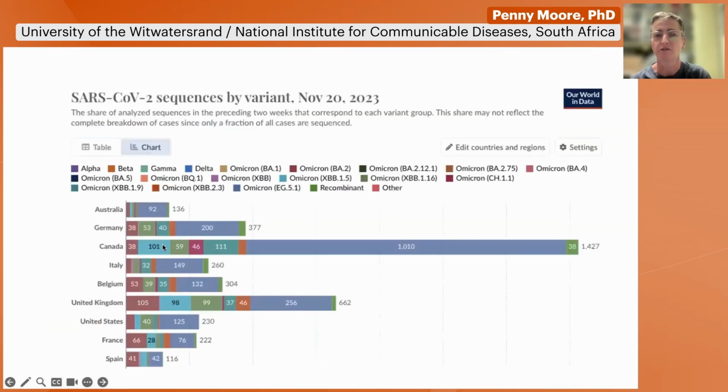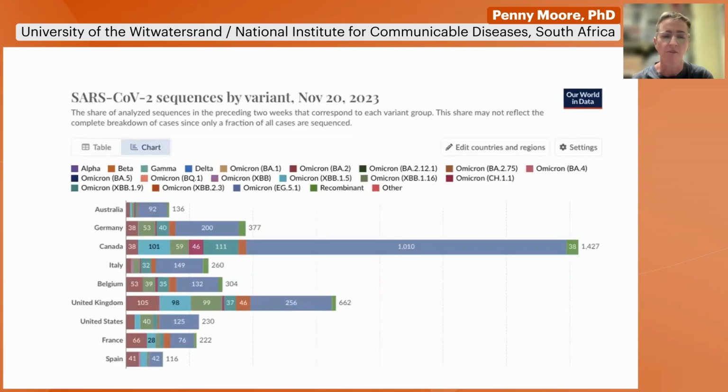This is another way of looking at the same sort of data, here looking at SARS-CoV-2 sequences by variant, in this case putting some numbers on the number of sequences that are used to define these lineages. But you can see here data for Australia, Germany, Canada, Italy, Belgium, the United Kingdom, the US, France, and Spain. And you can see two things. The number of sequences is very variable, and I'll come back to that point in a couple more slides.